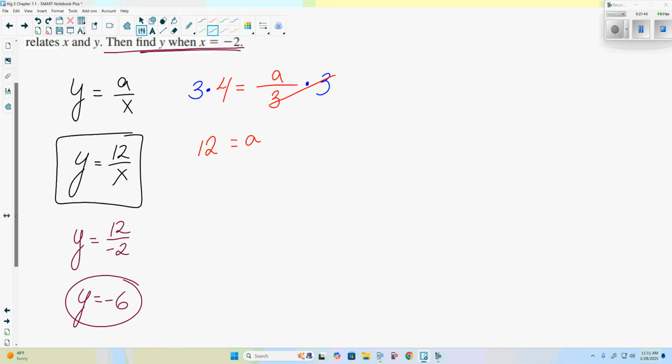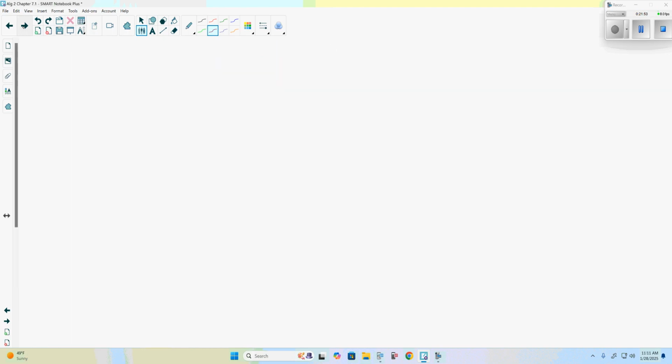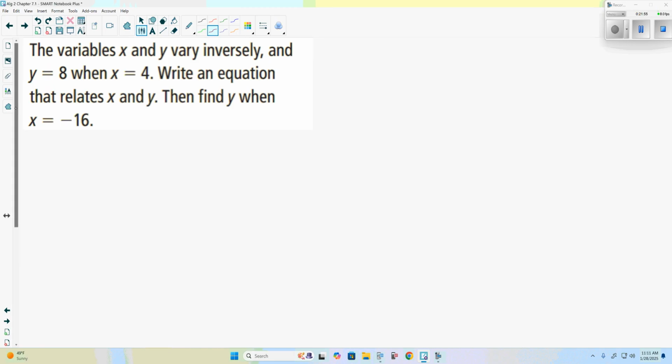Questions on this here? So is that all? Yeah, because I found the equation, and I found the value of y when x was negative 2. Not too bad.